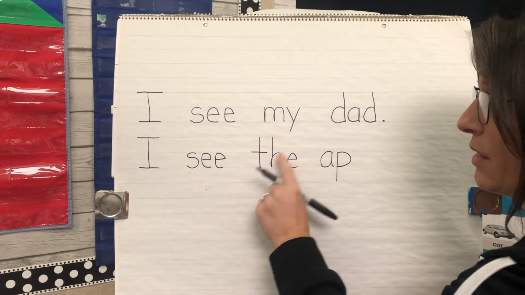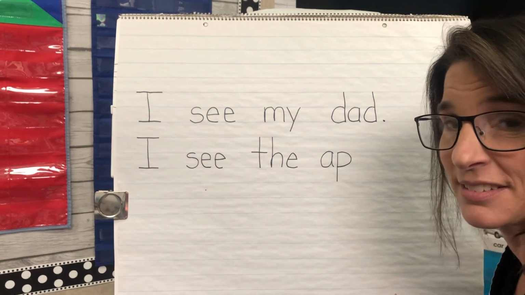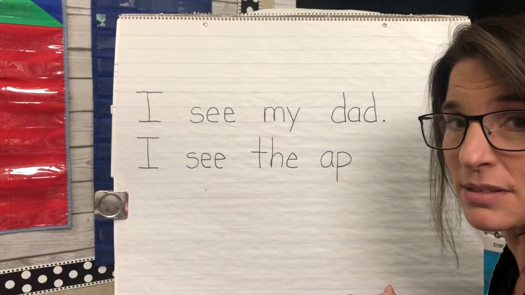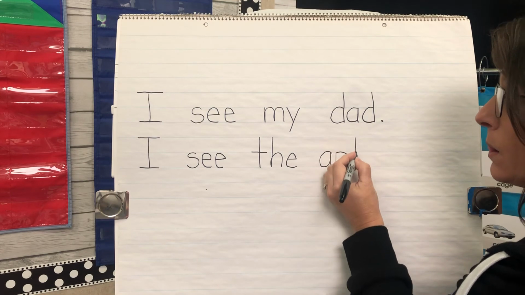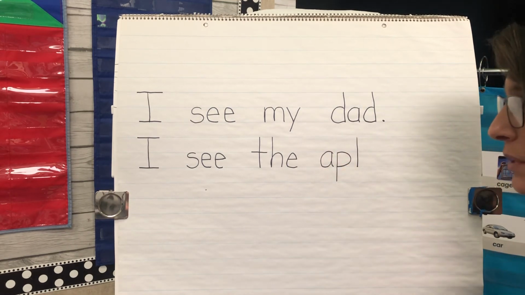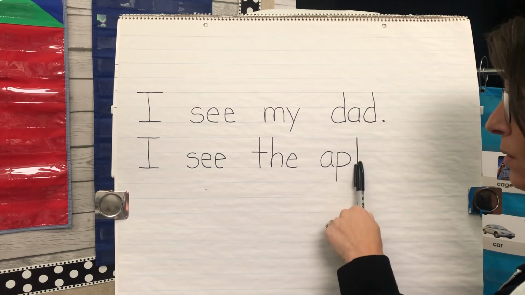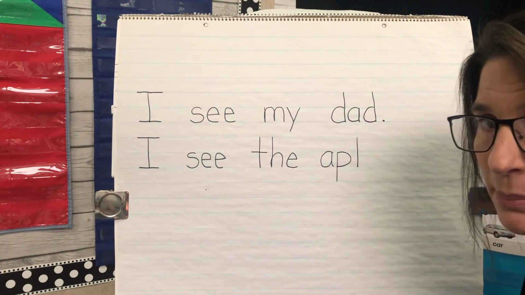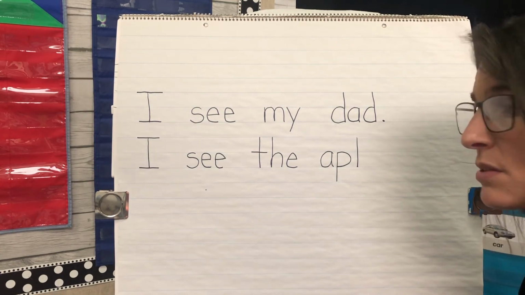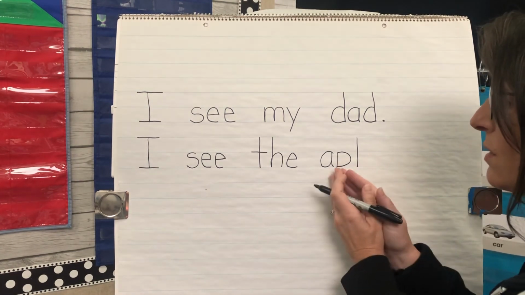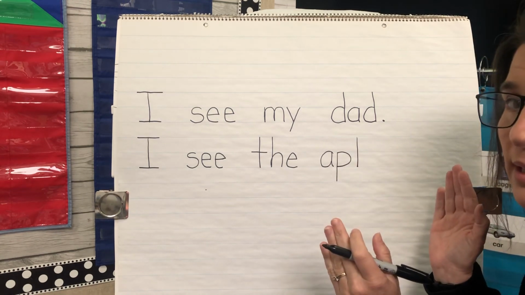I see the apple. So I'm going to spell the word apple wrong, but I'm doing it on purpose, okay? Apple. Now these are the sounds that I hear in apple. This is not how you spell apple. It's not the correct way to spell apple. But I really don't want us to focus on spelling right now. I want us to focus on sounds. So these are the sounds that I hear. So that's the way I'm going to write it.